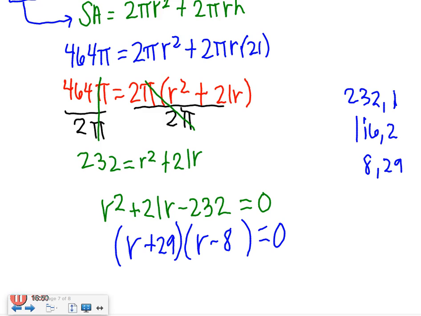Okay, now what do we do from here? Set them separately equal to 0.